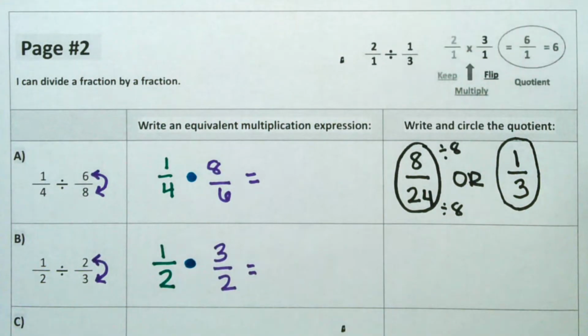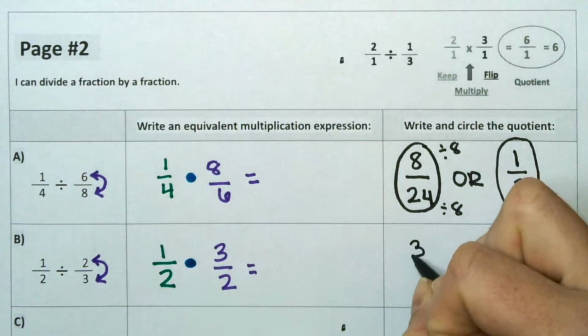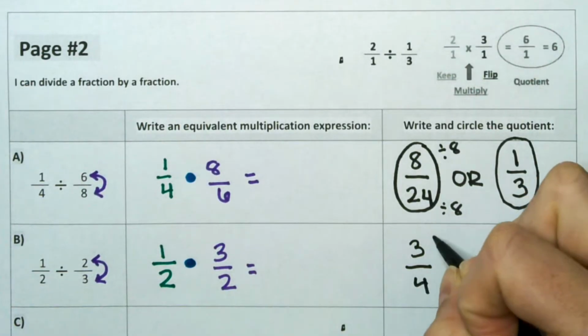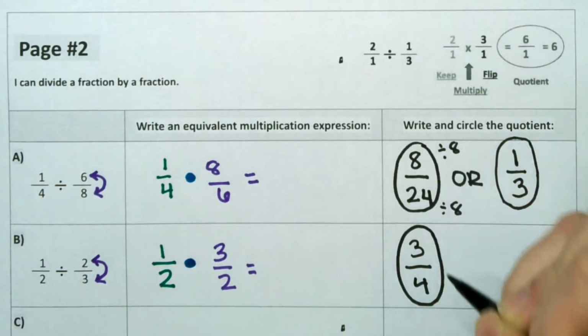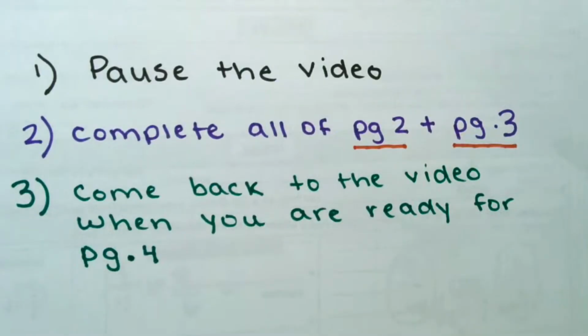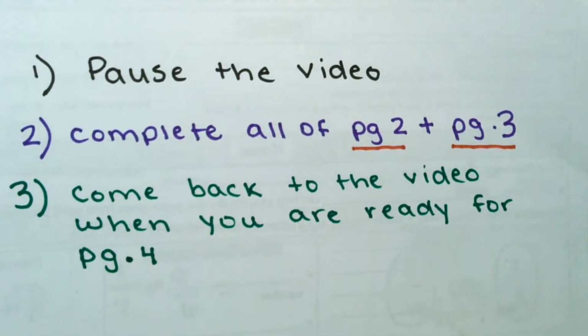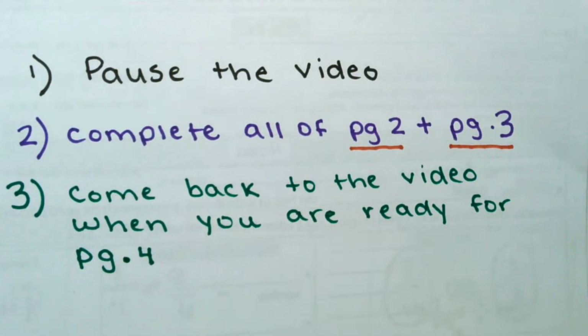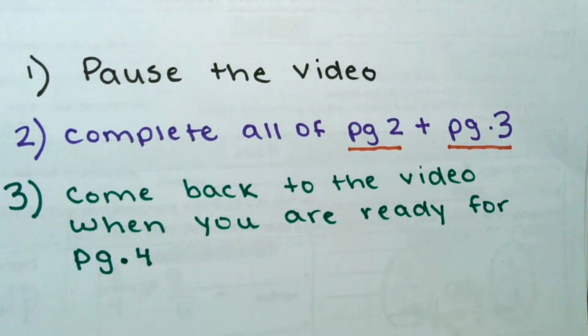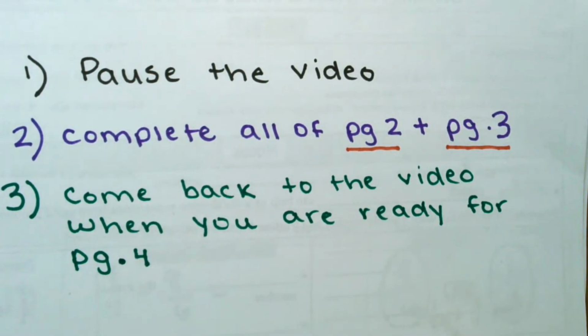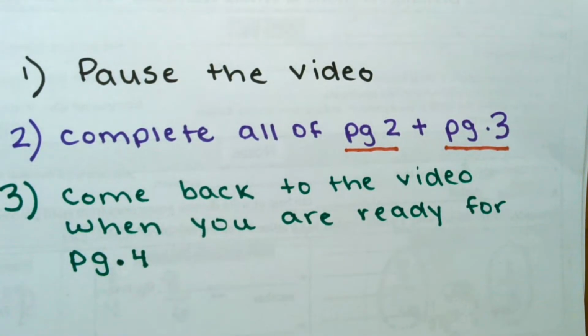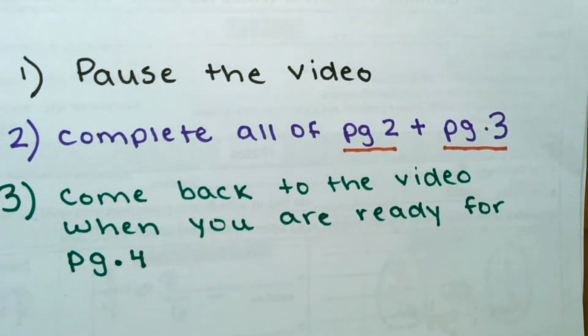Let's go ahead and check your work for B. You should have kept 1/2, multiplied, and flipped 2/3 to become 3/2. When you multiply across, 1 times 3 is 3, 2 times 2 is 4. 3/4 is our quotient. Okay, so here's where the independent practice comes into play. You're going to pause the video, complete all of page 2 and page 3. Come back to the video when you're ready for page 4.